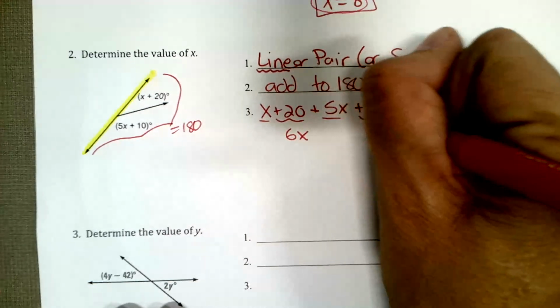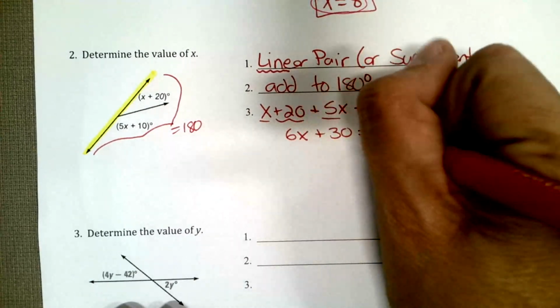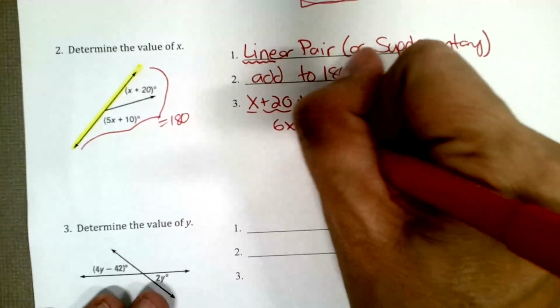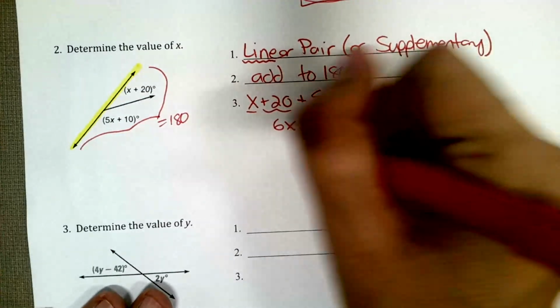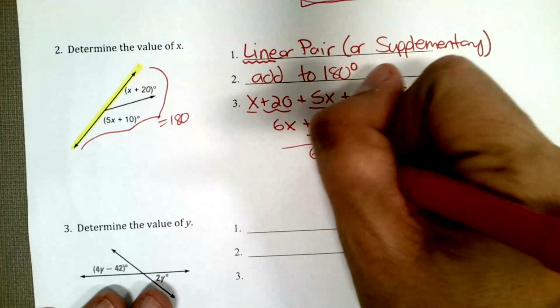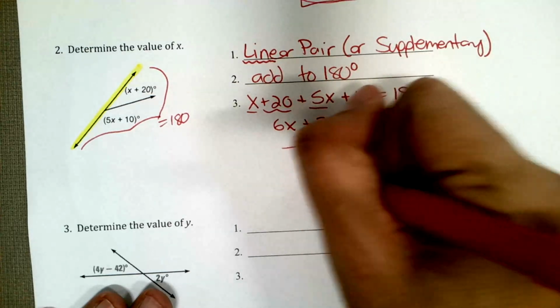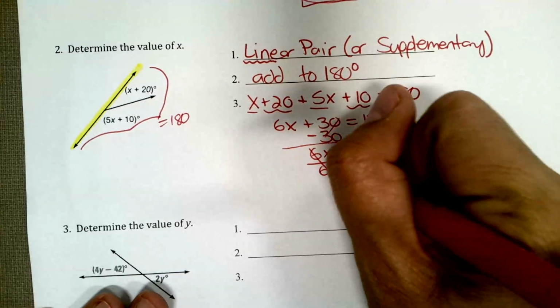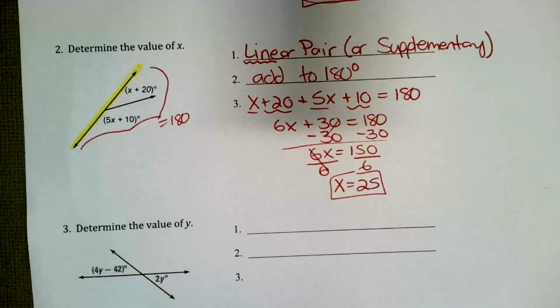6x plus 30 equals 180 when we combine our like terms, and then we'll solve. And that should solve to x equals 25.